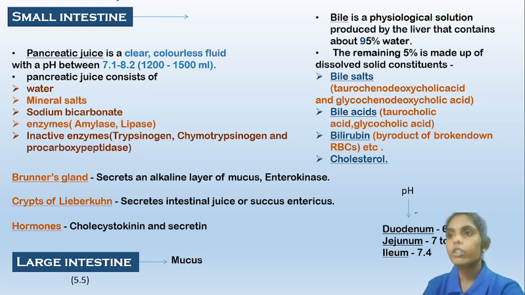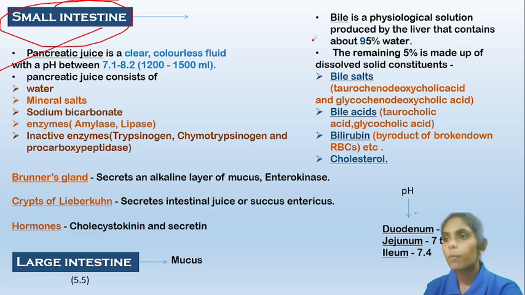So coming to the small intestine. In the small intestine, pancreatic juice, bile, and certain enzymes and hormones are released. So let us know about them. Now this pancreatic juice is released by the pancreas, which is a clear colorless fluid and has a pH between 7.1 to 8.2. So it is a neutral to highly basic pH. And around 1200 to 1500 ml of pancreatic juice is secreted every day into the small intestine.